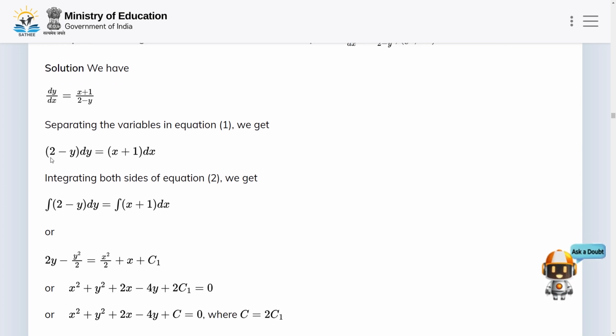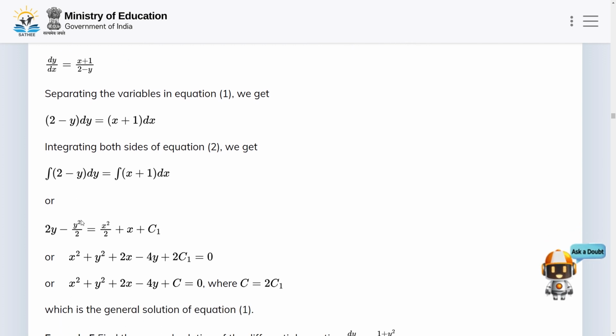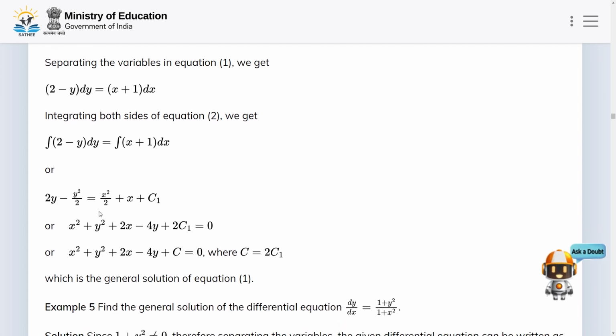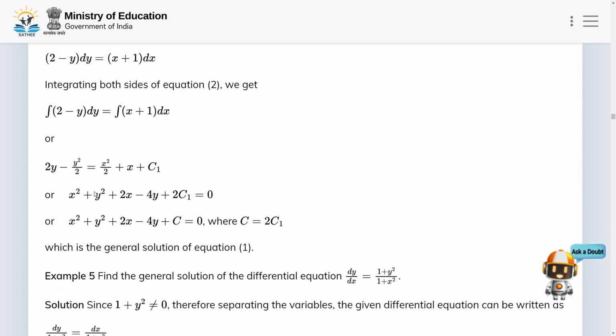You know the integration of this. This will be 2y minus y square by 2, and for this, x square by 2 plus x plus some constant c1. Now, simplifying things, multiply both sides by 2. You will get x square plus y square plus 2x minus 4y plus 2c1 is equal to 0.